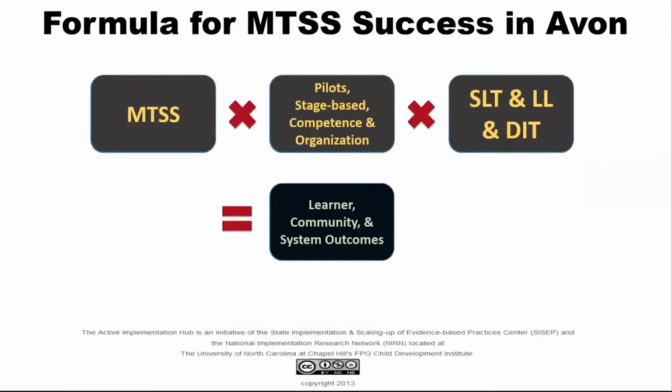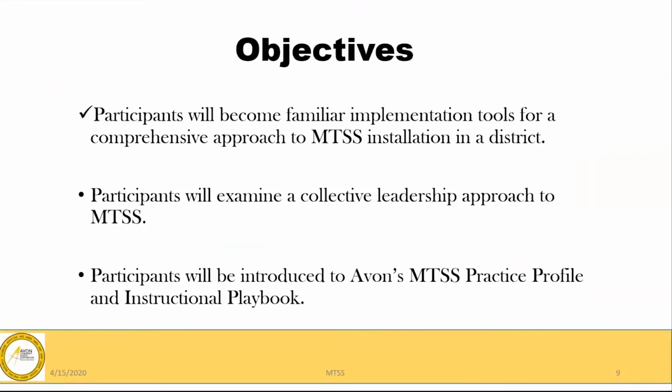So if we take a closer look at the formula for success in Avon, MTSS really is revolving around pilots, stage-based competence and organization, our school leadership teams, leadership learning, and district implementation team. Some of the pilots that we're doing, we're going to focus on today. Those pilots have really proven to move our collaborative teams to a better place. That's where we started. So coming back to our objectives, we've just accomplished our first one. Those are the implementation tools we've been using to create a comprehensive approach to MTSS within our district. And now we're going to move on to examining a collective leadership approach.